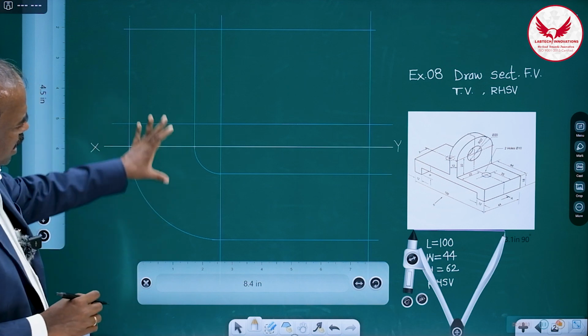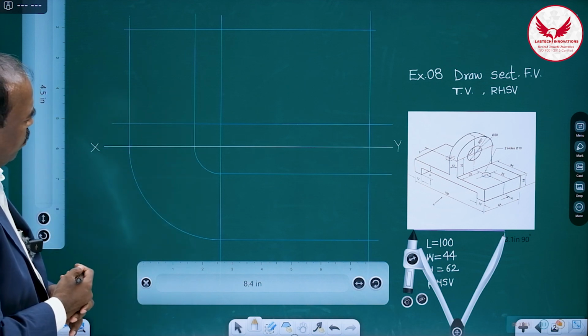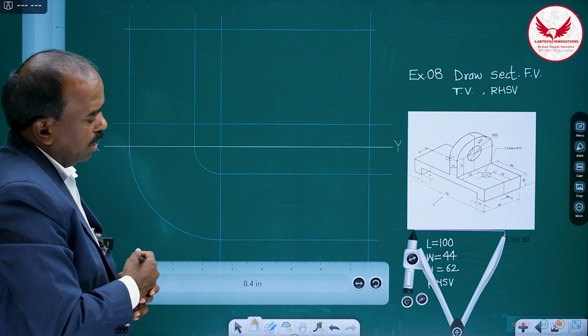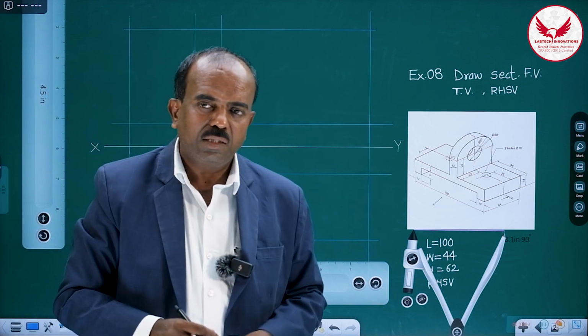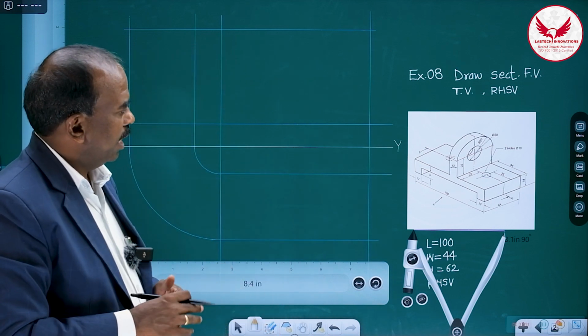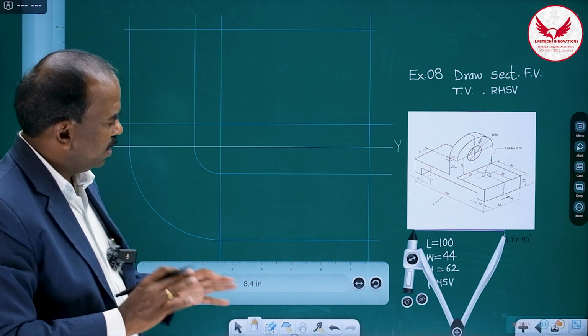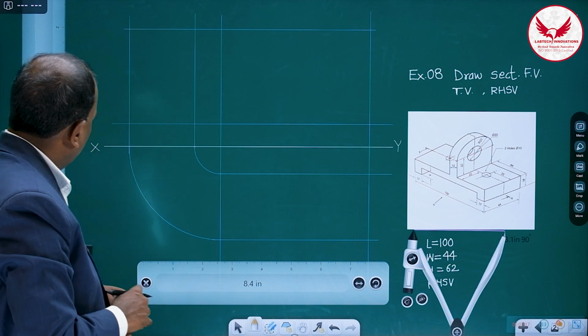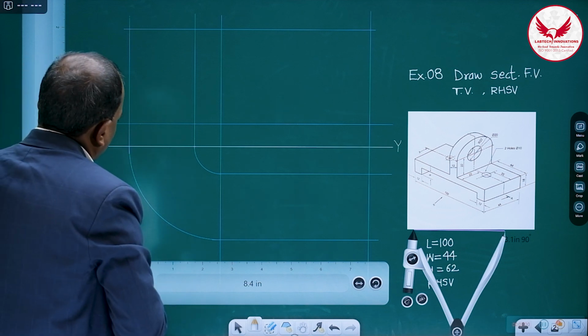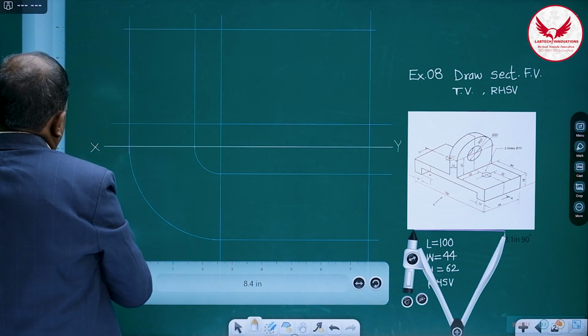This is the reference line, and these are the three blocks. Once we draw this, then after that, my suggestion is what? Draw the center lines. If the object is symmetric, draw the center lines. So that is the best way of drawing the orthographic views. And how to draw the center lines? You can see it neatly.